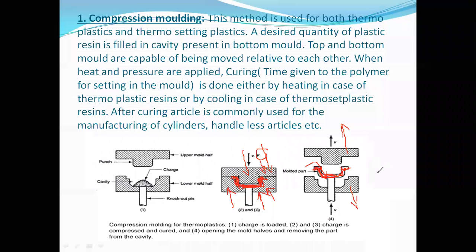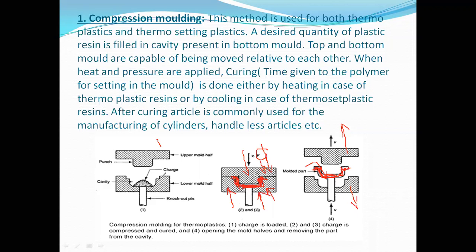So we'll see the compression molding process once again. Compression molding process has a three-step mechanism. The first step, we should know about the descriptive of compression mold. It is a combination of upper mold half and lower mold half. In between the upper mold half and the lower mold half, we are placing charge. Charge is known to be plastic.